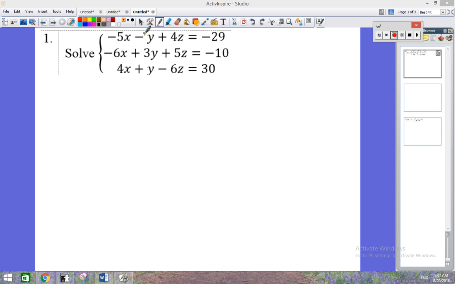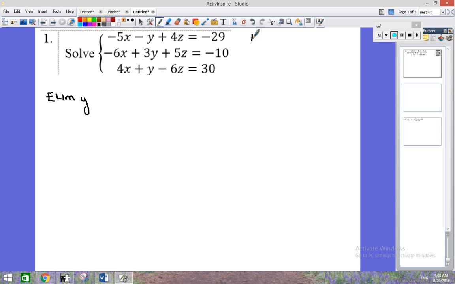So in this case, the y's jump out at me as easier. You could eliminate the x's if you'd like to. You can eliminate the z's if you'd like to. But if you choose the y's, I think you'll find it less work to eliminate the y variable. So let's start out by simply adding equations.